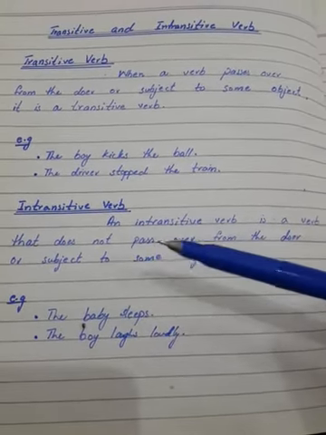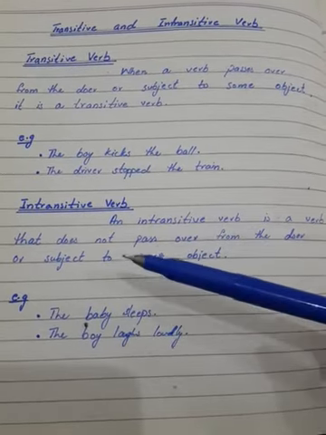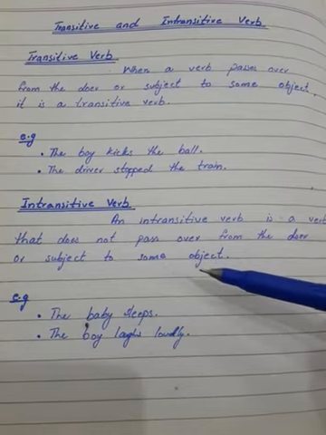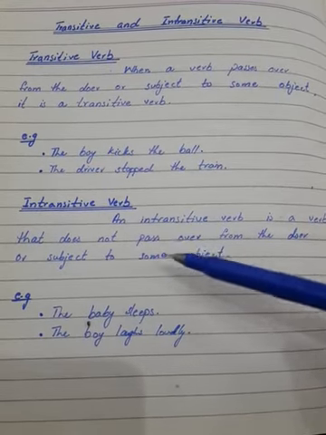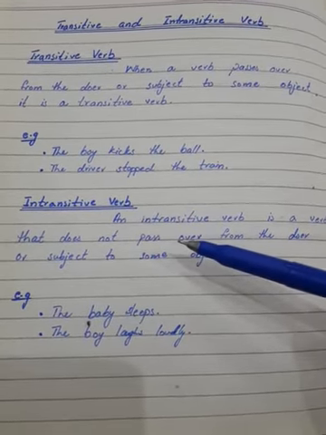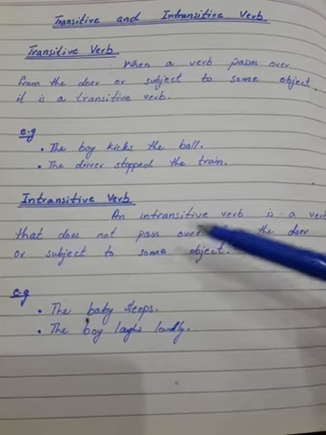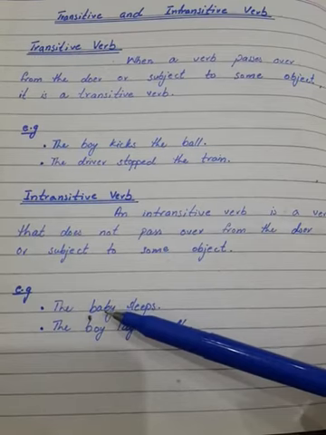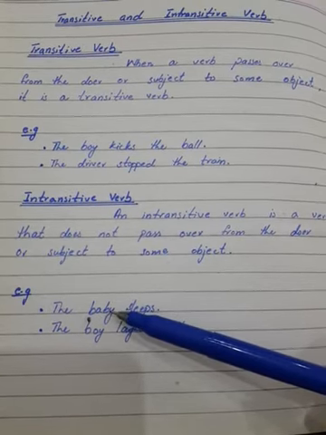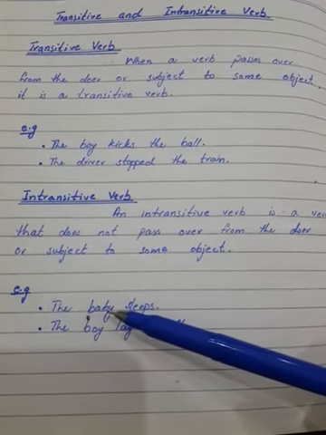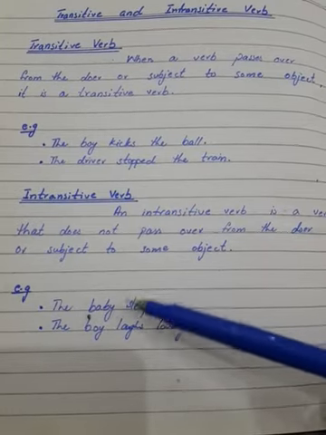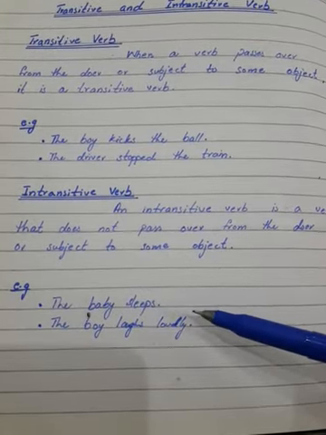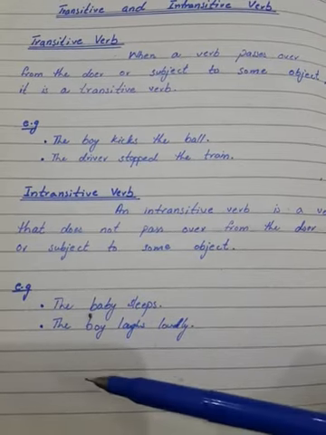Intransitive verb. An intransitive verb is a verb that does not pass over from the doer or subject to some object. It means that the action is not received by any object. For example, the baby sleeps. Baby is the subject or you can say doer of an action, and the action or the verb is sleeps and it is not being received by anything.